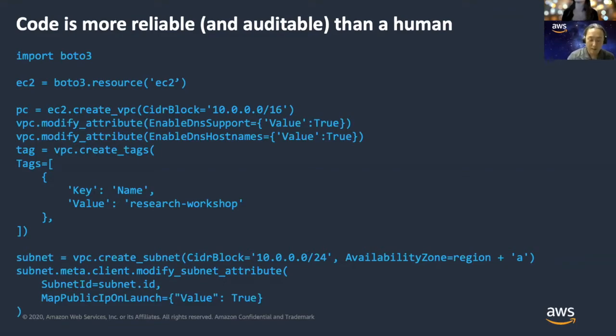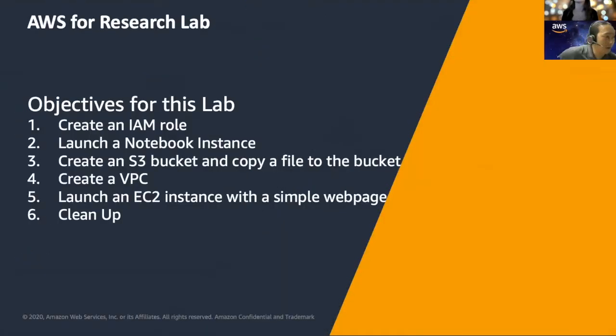All right. So with that said, we're going to get started with the lab here. In this lab, we're going to do 5 things, really, and the 6th is optional. We're going to launch a Jupyter notebook. We're then going to create a bucket and copy a file to it. We're going to create a networking environment and launch an instance.